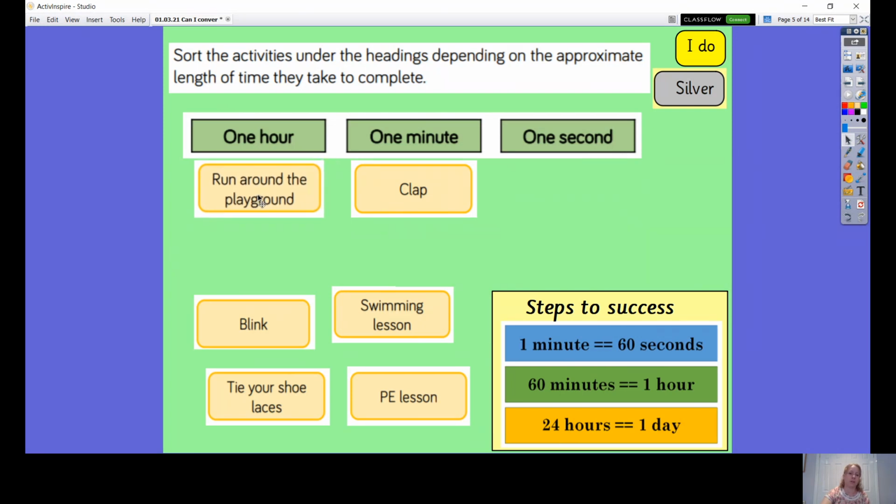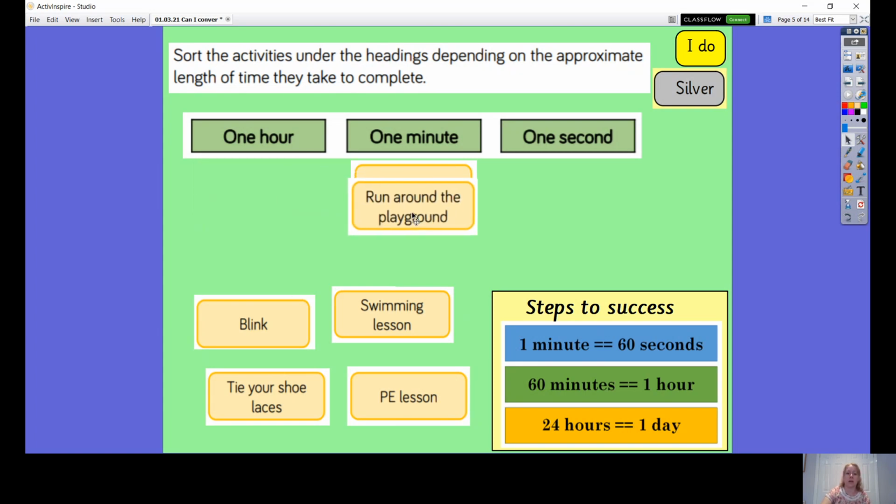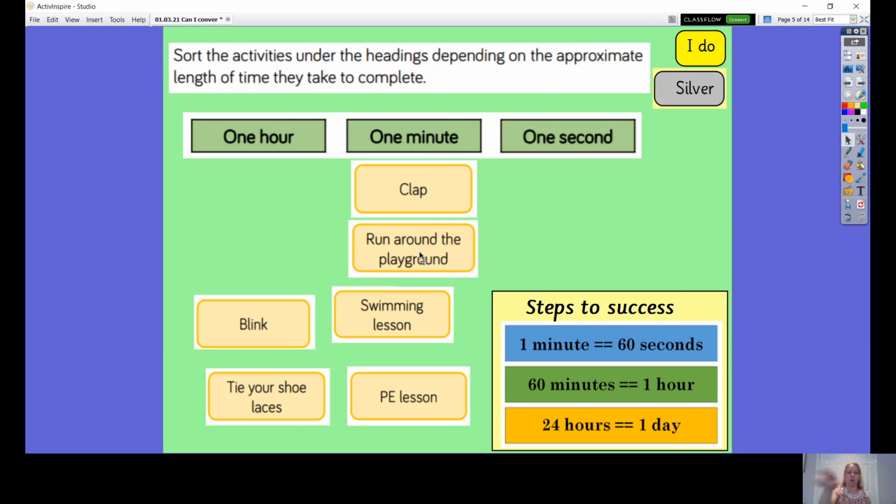But if you thought that you might run around on the playground for an hour at playtime, then that could go in there. So that one could go in there, or it can go in there. It doesn't really matter, does it? I'm going to put it there because I'm imagining running just one loop around the playground. But if you were imagining playing out on the playground and you put it in an hour, that's fine too. Right, blinking. Definitely can't make a blink take an hour.